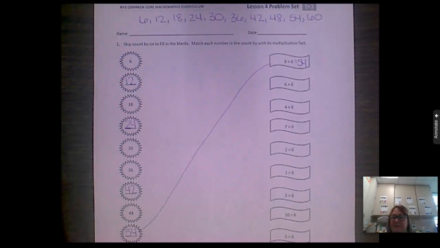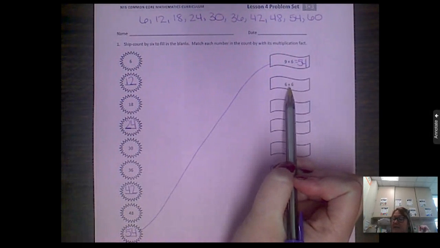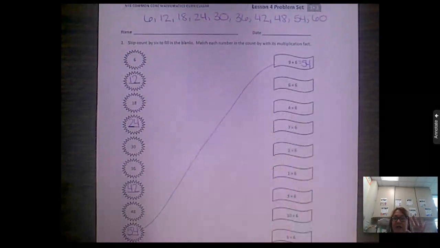What do we think? Pretty easy peasy? Okay. The next one is 6 times 6. So we're going to count by 6s. How many times? 6. Ready? Get your counting fingers ready.